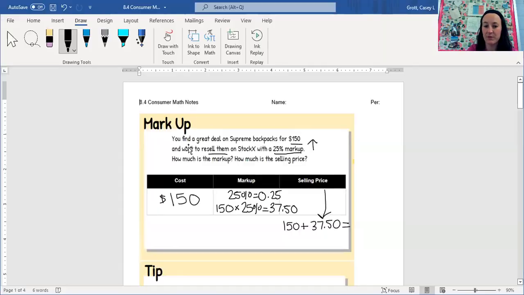Because we want to make money. We don't want to just sell them for what we bought them for. We want to actually make money on this. So we're going to sell the backpacks for $187.50. That's what markup is going to look like. As always, guys, if you have any questions, please be stopping and asking questions.